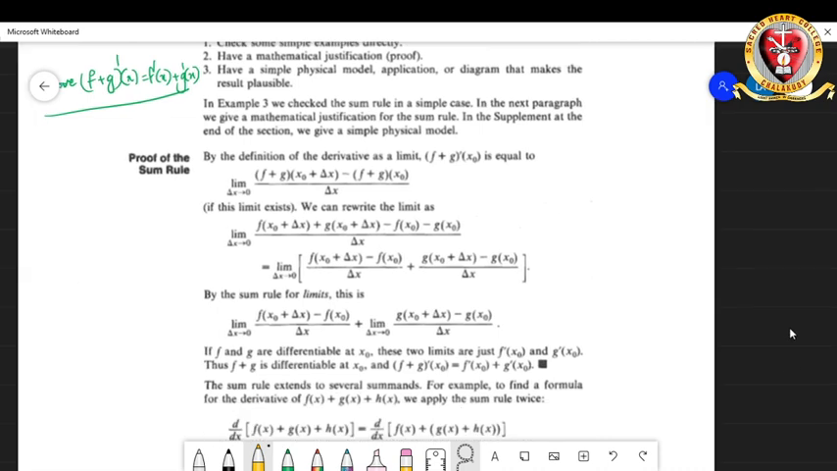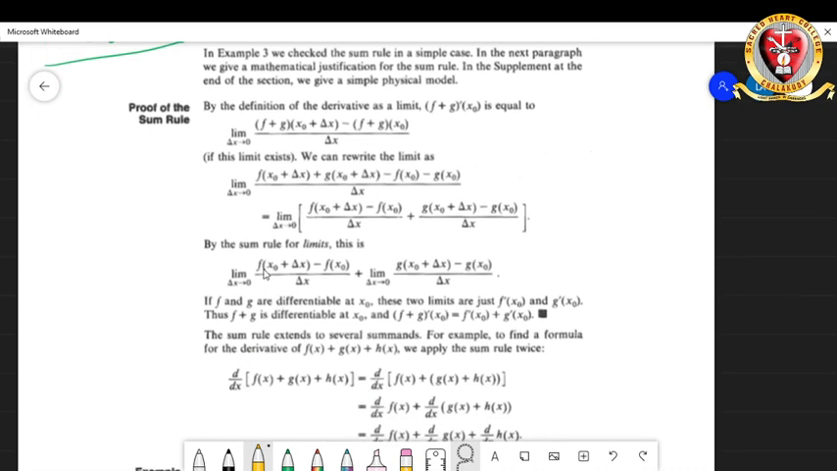Now we know that f is differentiable at x naught and g is differentiable at x naught, so this will be equal to f dash of x naught plus g dash of x naught. And earlier here we have f plus g the whole dash of x naught. So we proved the sum rule here.